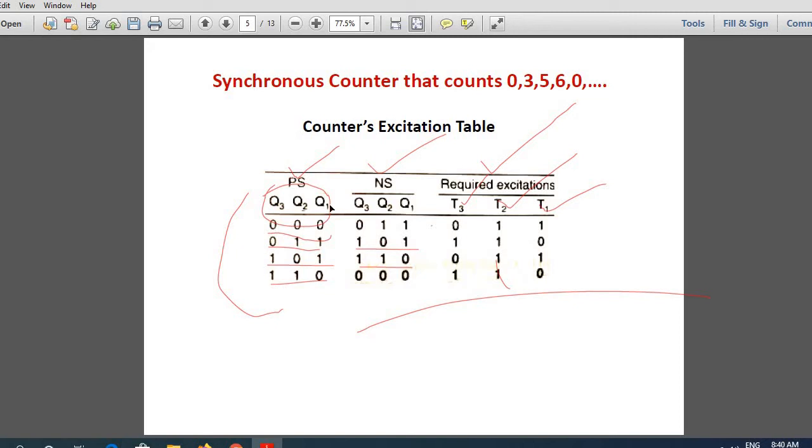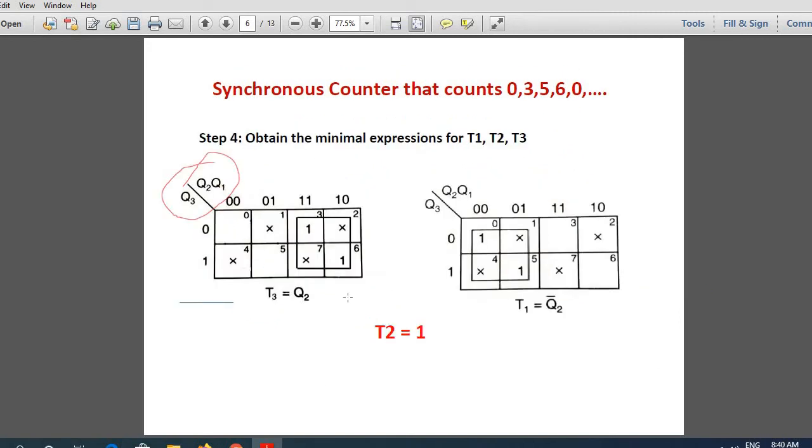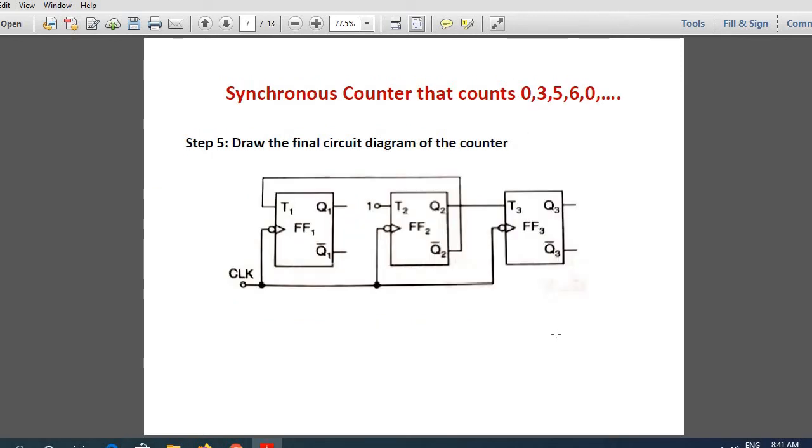Please don't forget that for the invalid states 1, 2, 4, 7, please put don't cares. Then you group. Here a quad is being formed. Here also a quad is being formed. You can read that. You'll get T3 as Q2 and T1 as Q2 complement. T2 I already said is 1. There's no need to form the K-map. Now you draw the final circuit. So this is how you're going to design a counter if a particular sequence is provided. I hope this problem number 1 is clear for you now.